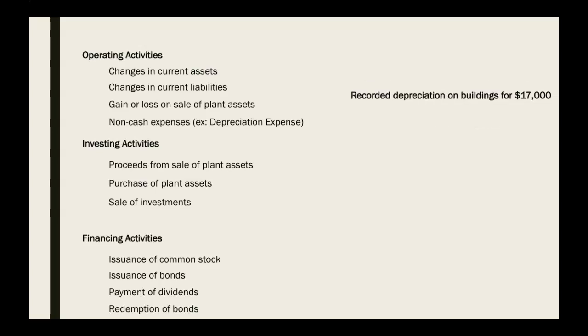Now, recorded depreciation on buildings for $17,000. So depreciation on buildings. Well, we aren't buying or selling the building, so it doesn't fall under investing activities. It's not common stock or bonds or dividends, so it's not a financing activity. We take a look up at operating, and you see those non-cash expenses, right? So depreciation expense is a non-cash expense, and so it goes here under operating activities.